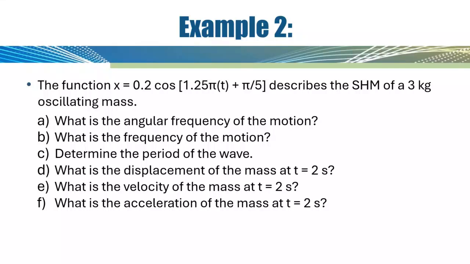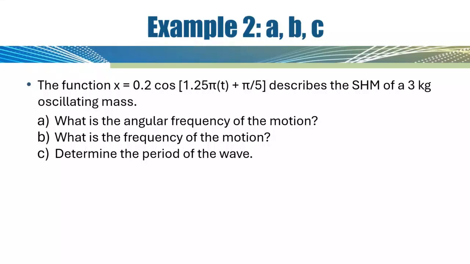So here's an example. The function x equals 0.2 cosine of the quantity 1.25 pi t plus pi over 5 describes the simple harmonic motion of a 3 kilogram oscillating mass. Just looking at the function, we know it's a shifted wave because of this term right here, the pi over 5. So that means that if we graphed this function, it's not going to start at an endpoint or at equilibrium, but the wave's going to be shifted over on the x-axis, pi over 5. So let's see what else we can extract from this position function.